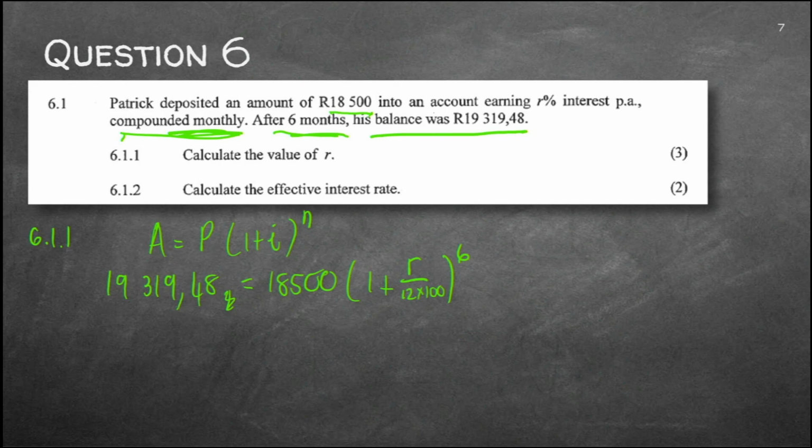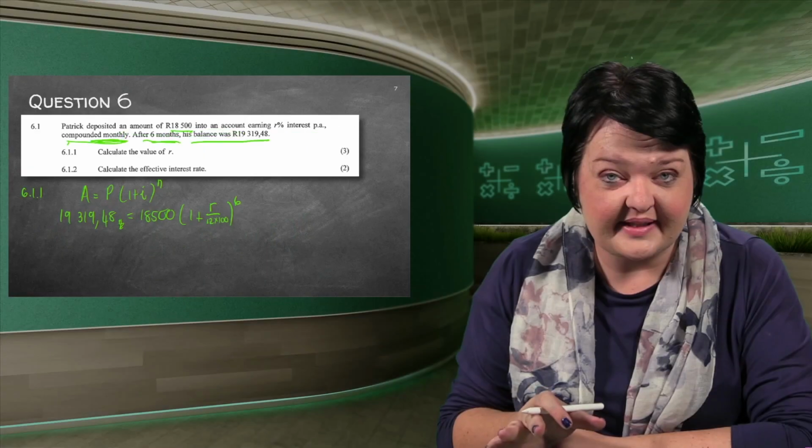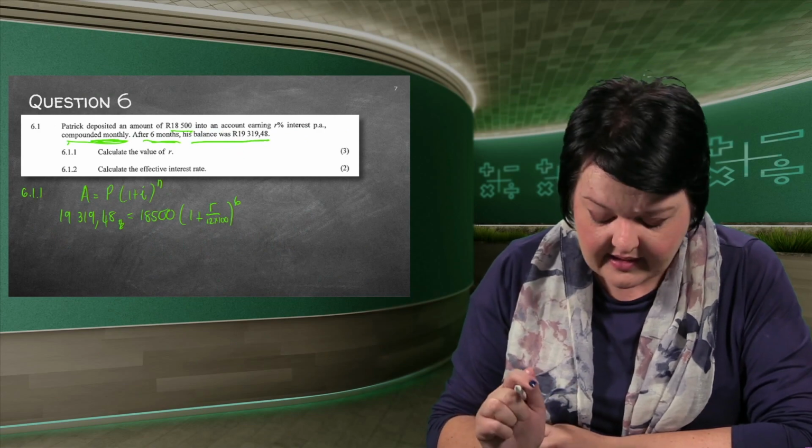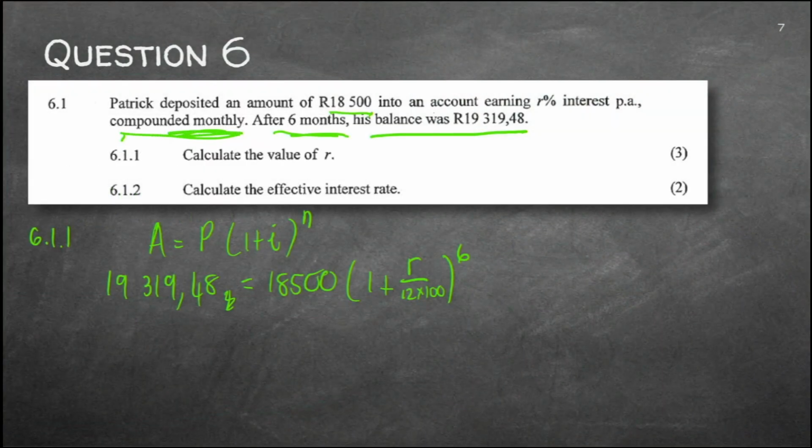Alternatively, you could have said a half times 12, half a year for the 6 months, times 12 for the monthly compounded. Okay, now we just need to solve for R. So you'll simply get the 1 plus R over 1,200 to the power of 6 is equal to 1.04429. So how do I solve it then? You just take it to the power of 1 over 6.